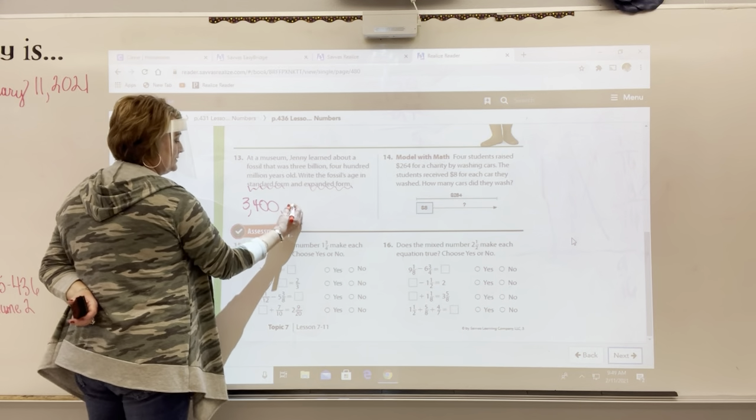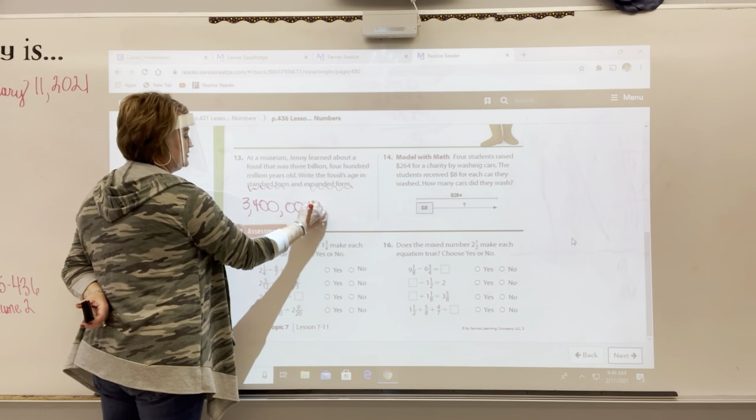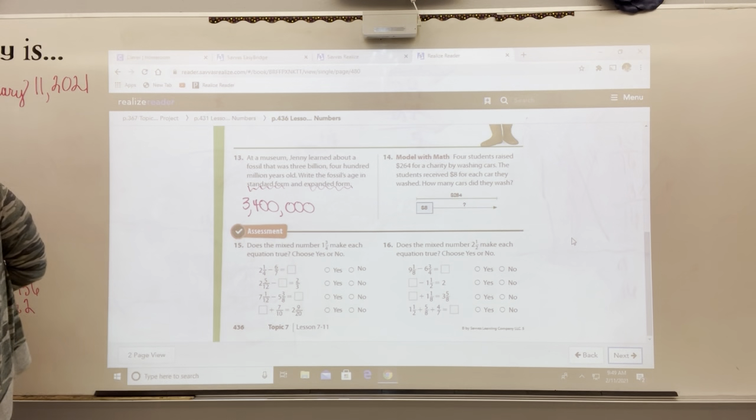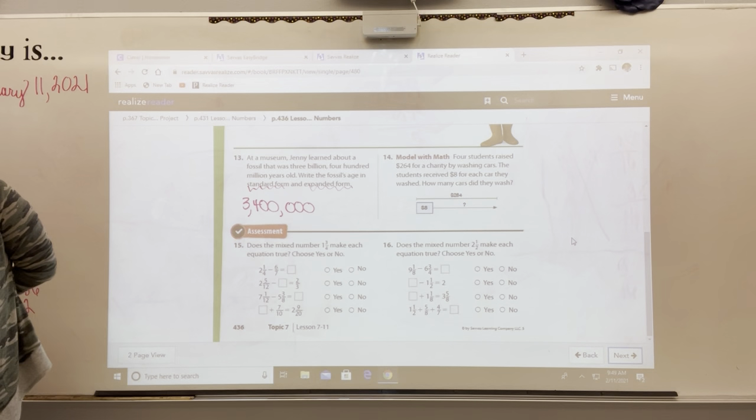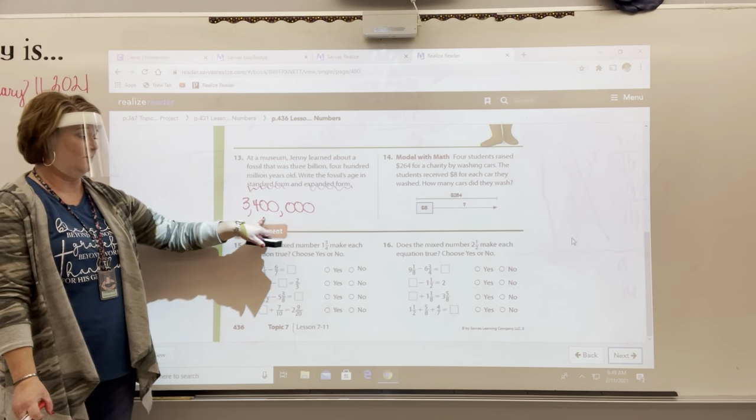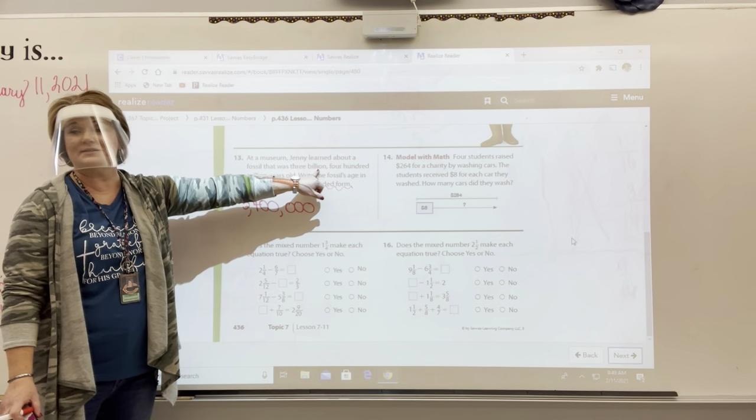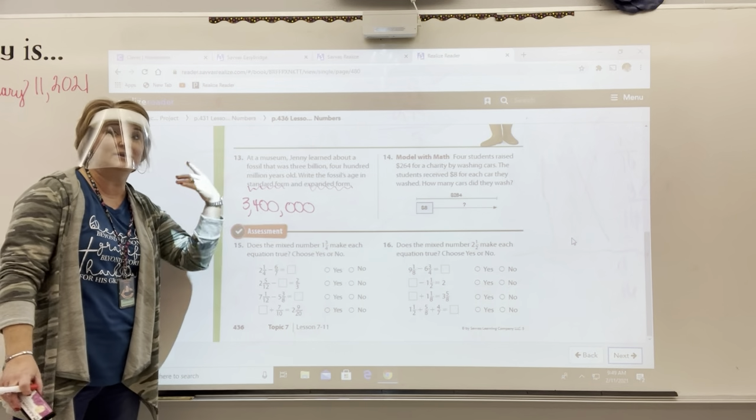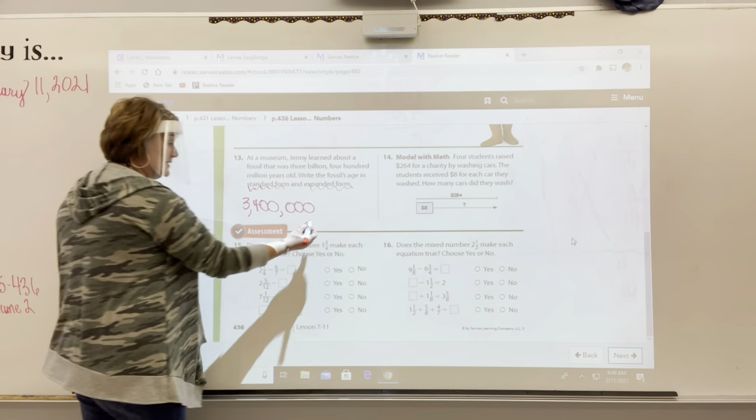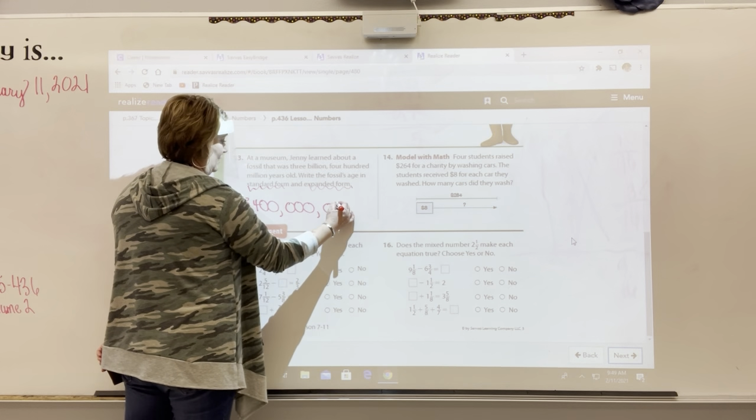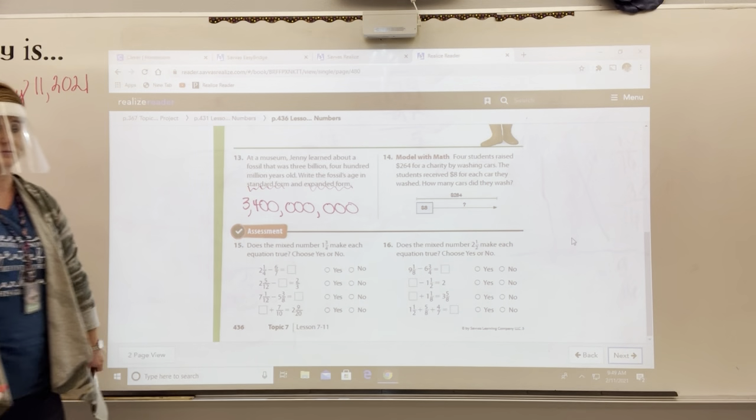How many more zeros? Let's just start with this first. Who likes my answer now? Am I at 3 billion? Say this number. That's 3 million. What? 400,000. Does this say 3 million? No. What does this say? 3 billion. What do I need to do? Add a zero. Add one zero? Yes. No, three zeros.